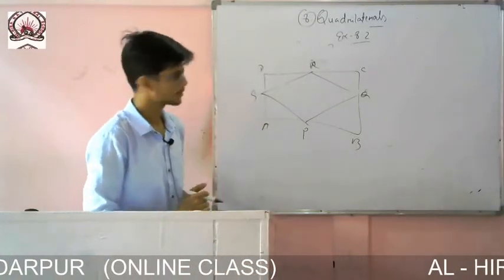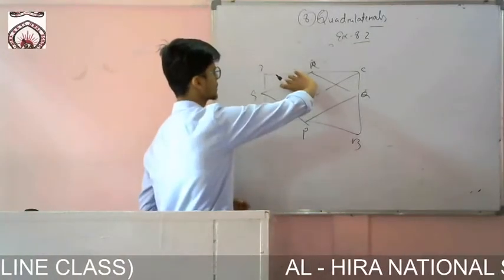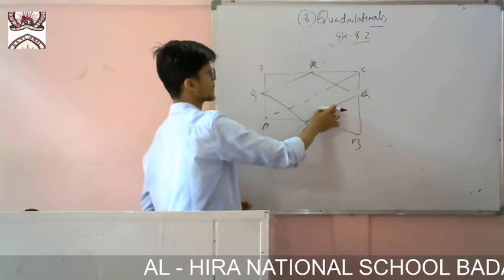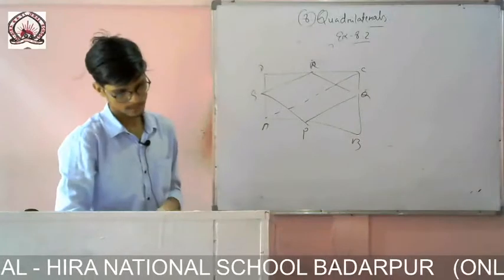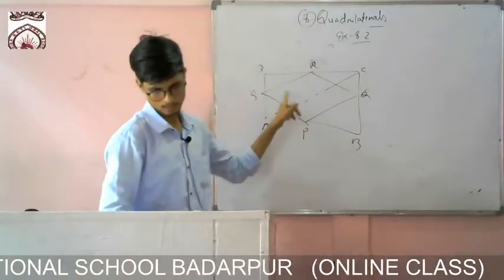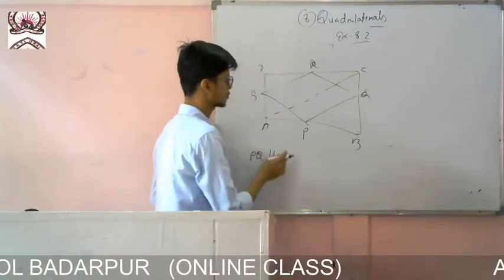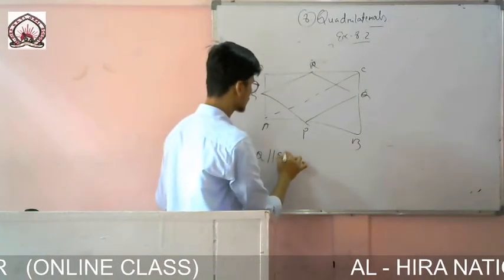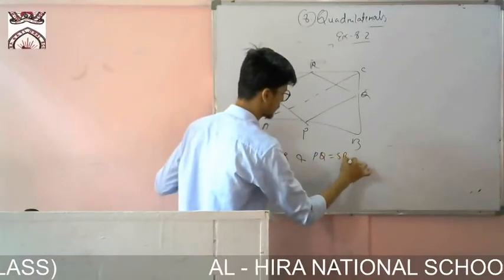So first of all, I will draw a diagonal. If I draw a diagonal, this part is a triangle, and this part also is a triangle. I can say that this one is equal to half of this one and these two are parallel. This one is equal to half of this one and these two are parallel. So after solving, I will get that PQ is parallel to SR, and PQ is equal to SR. So up to this much I will get.